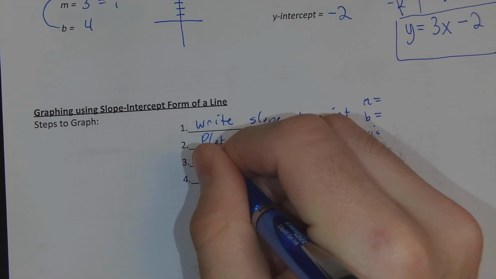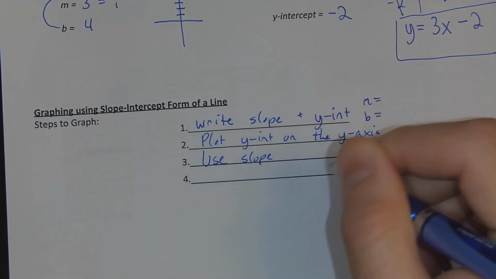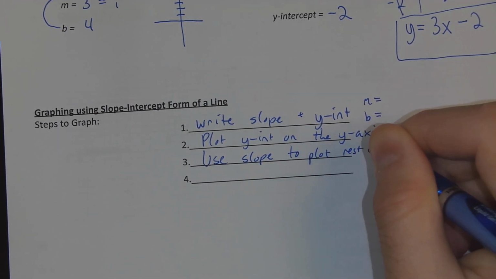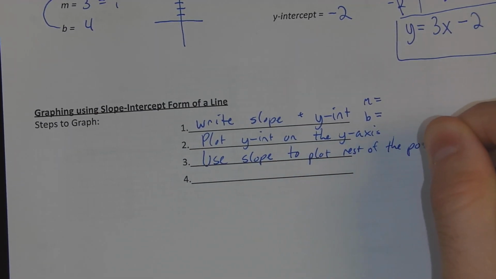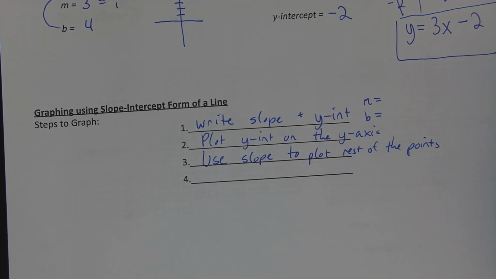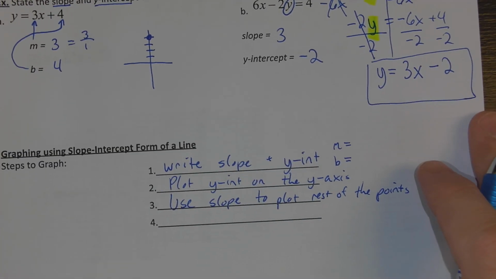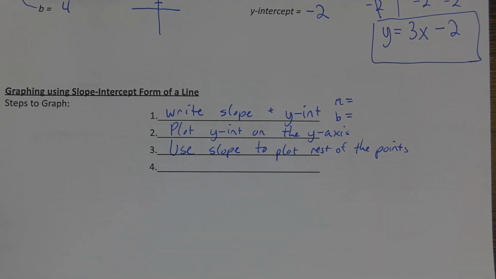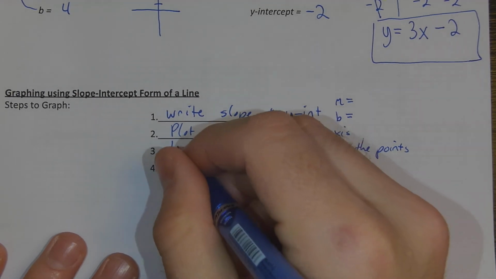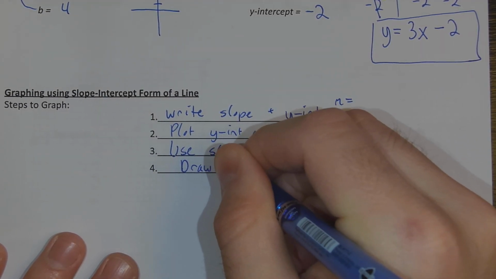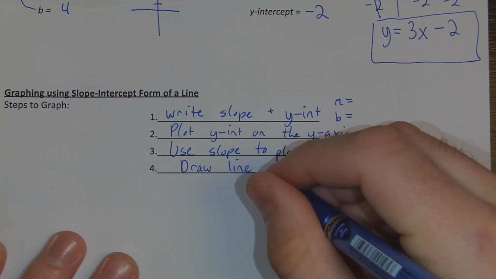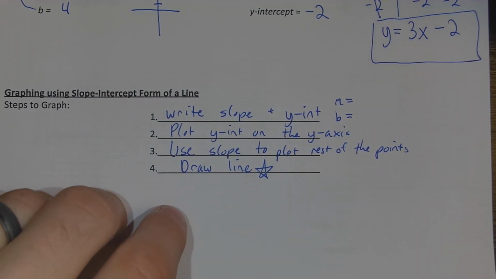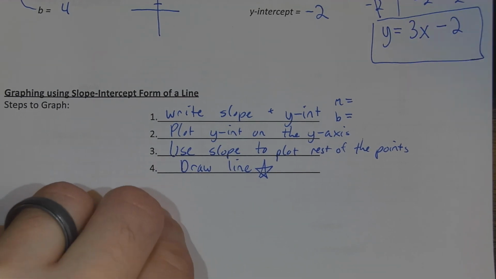Step 3, we're going to use slope to plot the rest of the points. So because slope is change in y over change in x, I can count up, down, left, or right, depending on what the fraction is. And I can find more points to fill in the graph. The last step is really easy. You just simply connect the dots and draw the line. And then you're done. Those are your 4 steps. Make sure you have them copied down, and we're going to run through them for the next few examples together.